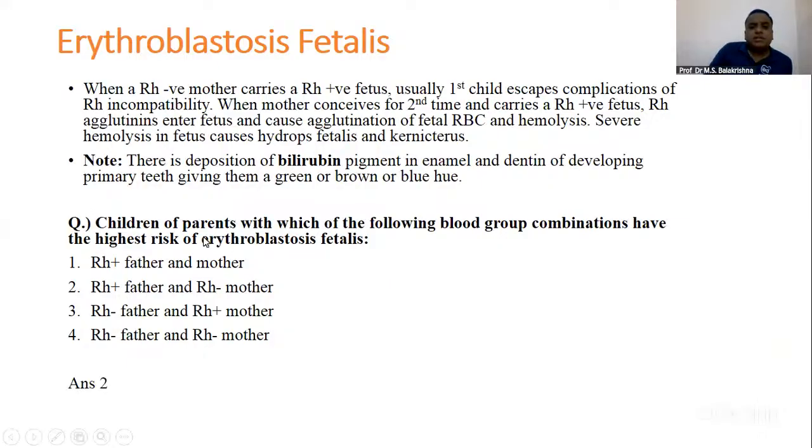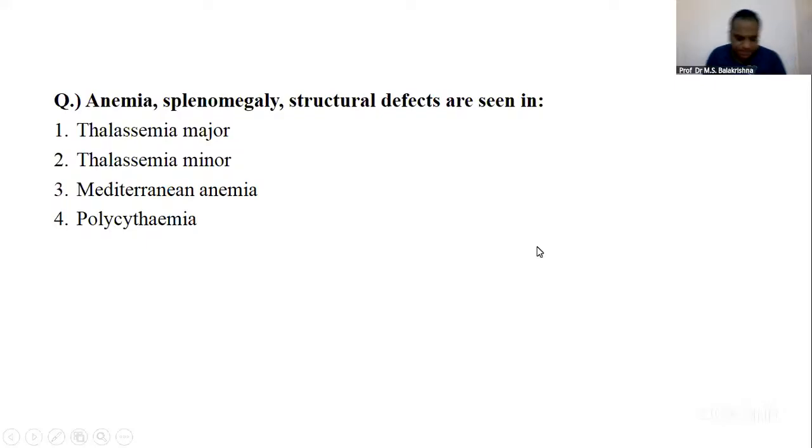A question: children of parents having which of the following group combinations have high risk of erythroblastosis fetalis. So this is when Rh positive father and Rh negative mother. So first child generally no problem, but when the first child is delivered, the antibodies against Rh positive are developed. Then when the second childbirth takes place, the antibodies are already ready, antigen antibody, they fight at a faster rate, and then a big problem happens, a jaundice and all, severe problem occurs.